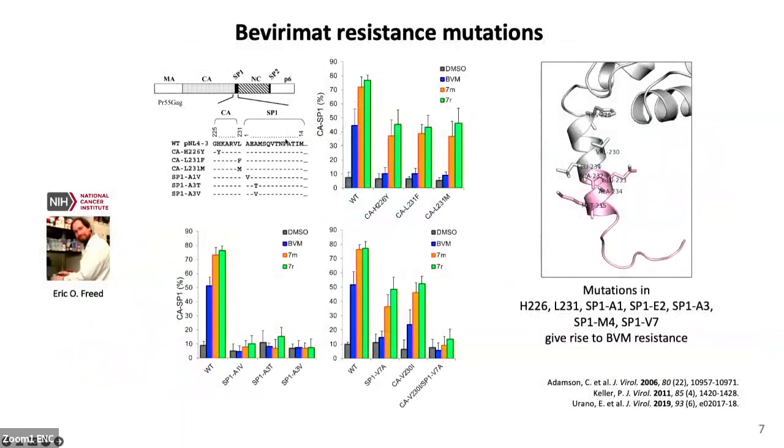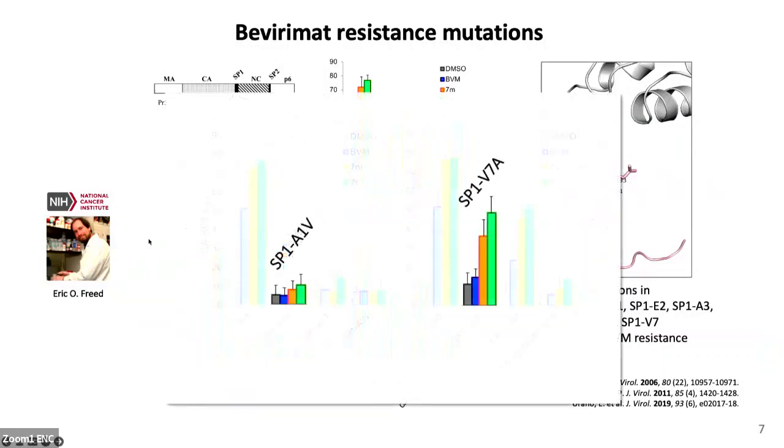These are a very promising class of inhibitors, but there are some HIV mutations which cause resistance to BVM. Our collaborator at NIH NCI, Eric Freed, and his group are right now working on designing better maturation inhibitors. In order to do that, we need to understand the binding mechanism of the maturation inhibitor to understand the resistance mechanism. So we have studied two specific mutations, SP1 A1V and SP1 V7A. I will tell you about this in detail in my slides later.